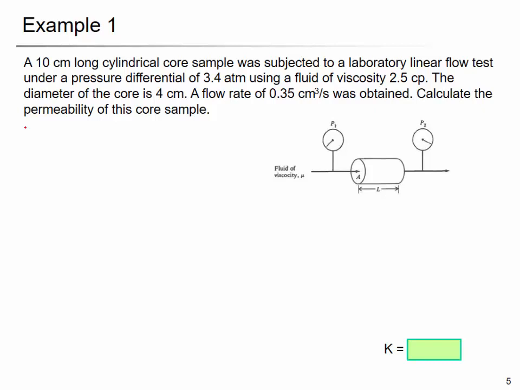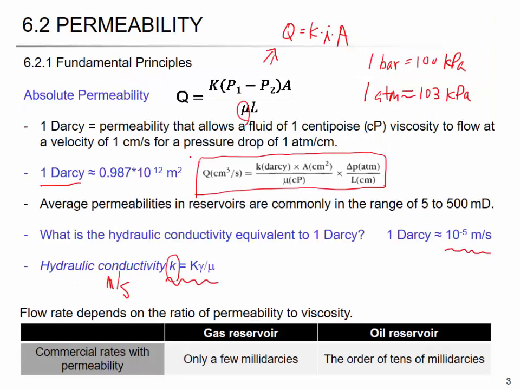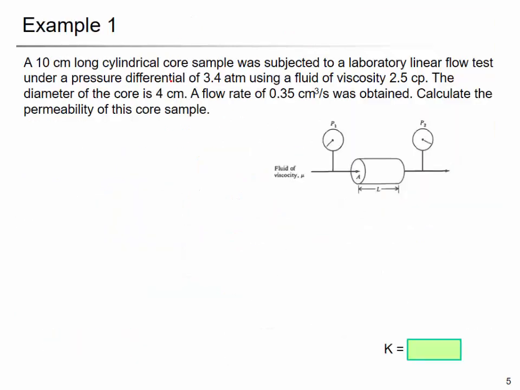In the laboratory setup, you apply a pressure difference of 3.4 atm across this plug, the rock core. We use a fluid with a viscosity of 2.5 centipoise, so that's heavier than water. The diameter is 4 centimeter. Flow rate is 0.35 cubic centimeter per second. Then you can calculate the permeability. Why don't you calculate it, I'll give you 2 minutes. You can either use this equation here, then you can get the value in darcy, or you can use this equation. It's basically the same equation, but you can convert the units easily.